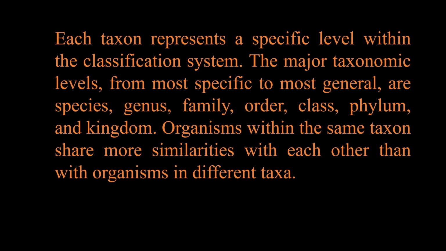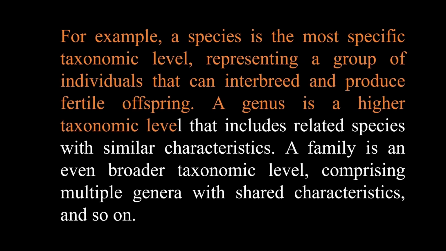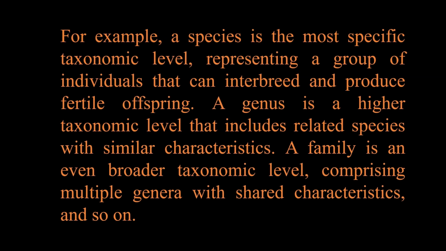Organisms within the same taxon share more similarities with each other than with organisms in different taxa. For example, a species is the most specific taxonomic level, representing a group of individuals that can interbreed and produce fertile offspring. A genus is a higher taxonomic level that includes related species with similar characteristics. A family is an even broader taxonomic level, comprising multiple genera with shared characteristics, and so on.